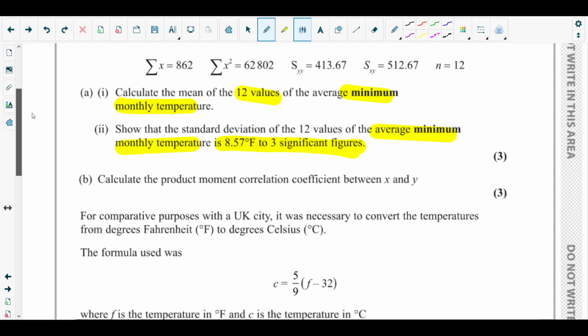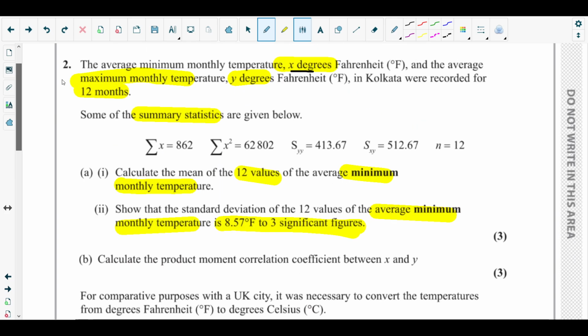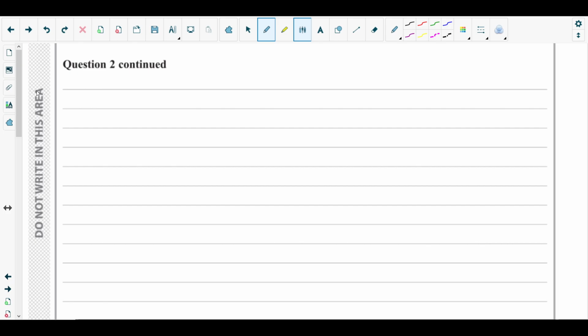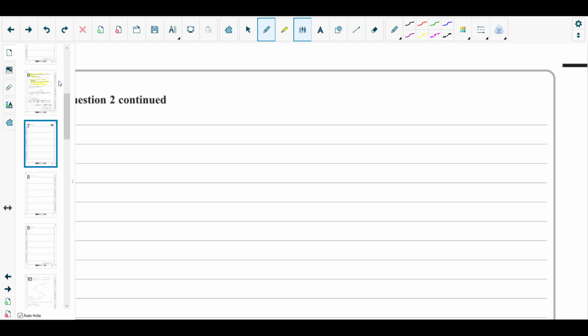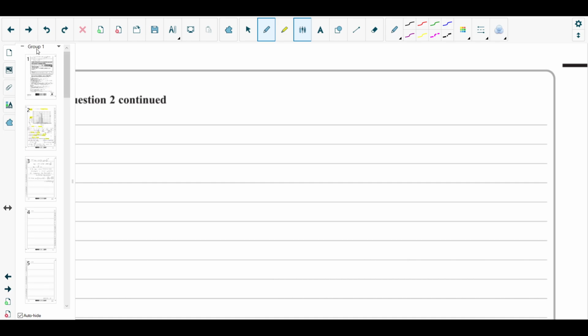Next, for part B, they are asking to calculate the PMCC, product moment correlation coefficient, between X and Y. We need to find out the PMCC between X and Y. So what's the formula for finding PMCC? It's given in the formula booklet. You can use it.